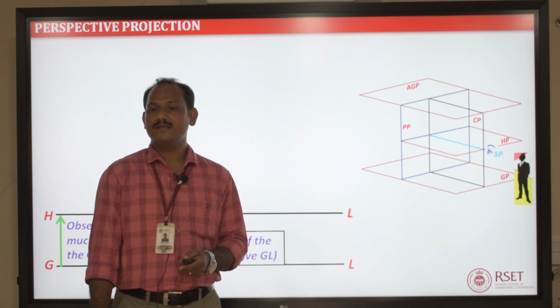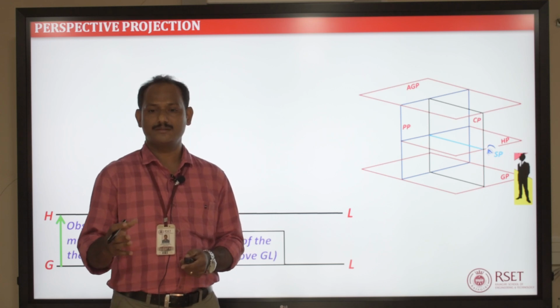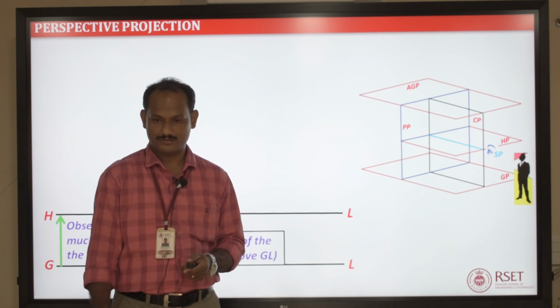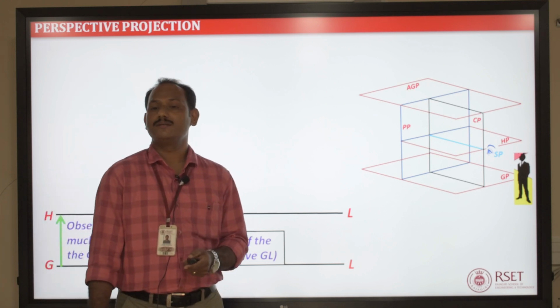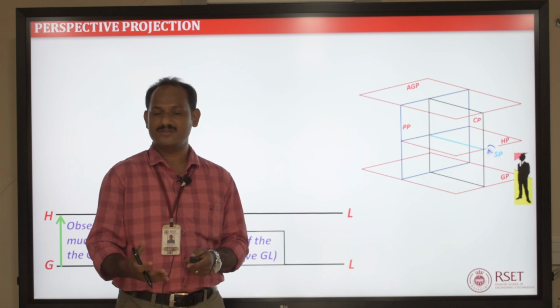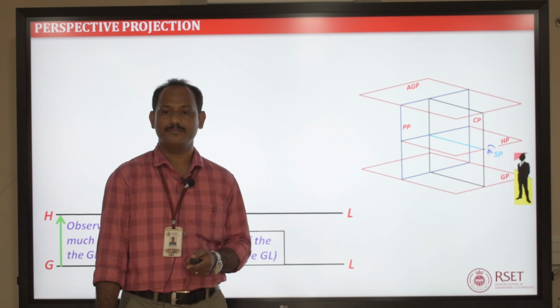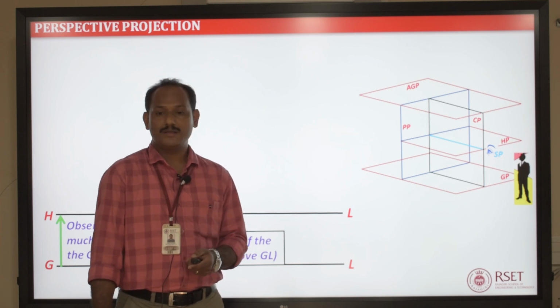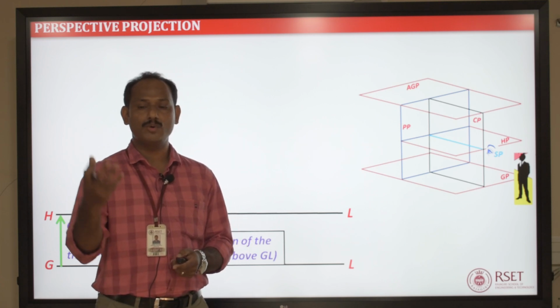Now, you can see the object's front view in the front view direction. So, you can see that the object is always placed above the ground plane, or sometimes it is resting on the ground plane. So, the elevation or front view of the object is always above the ground line.